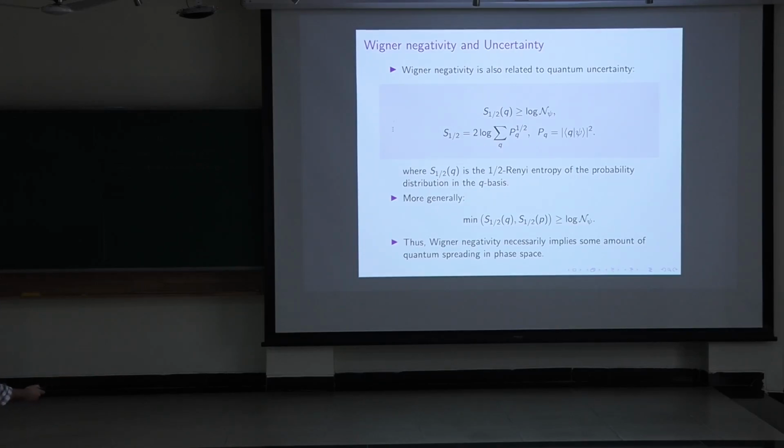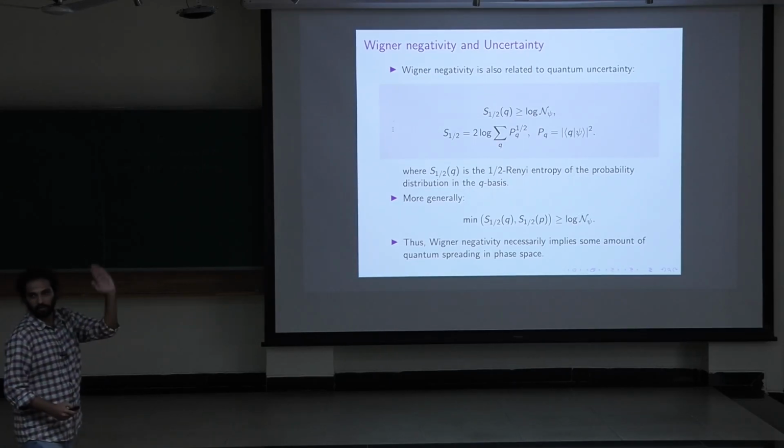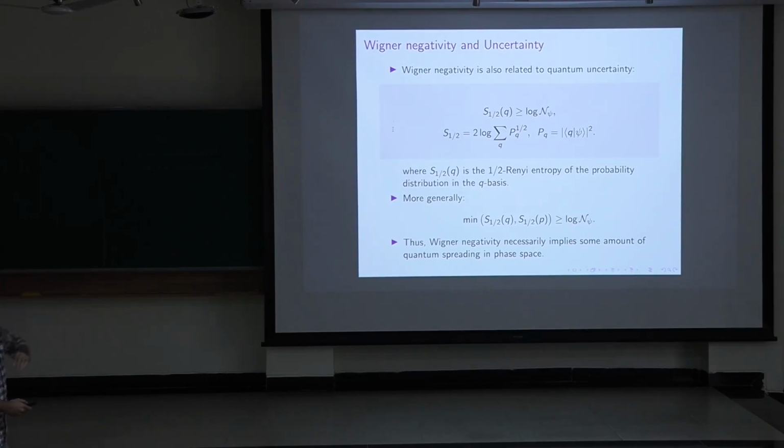Okay, now I gave you this inequality in Q, but it turns out that this inequality is more generally true. For instance, the minimum of S half of Q comma S half of P is also lower bounded by the negativity. And in fact, if you look in any direction in phase space, then the minimum over all such directions in phase space of the half-Renyi entropy is lower bounded by the log of the negativity. So that tells you that this negativity necessarily implies some amount of quantum spreading in phase space.